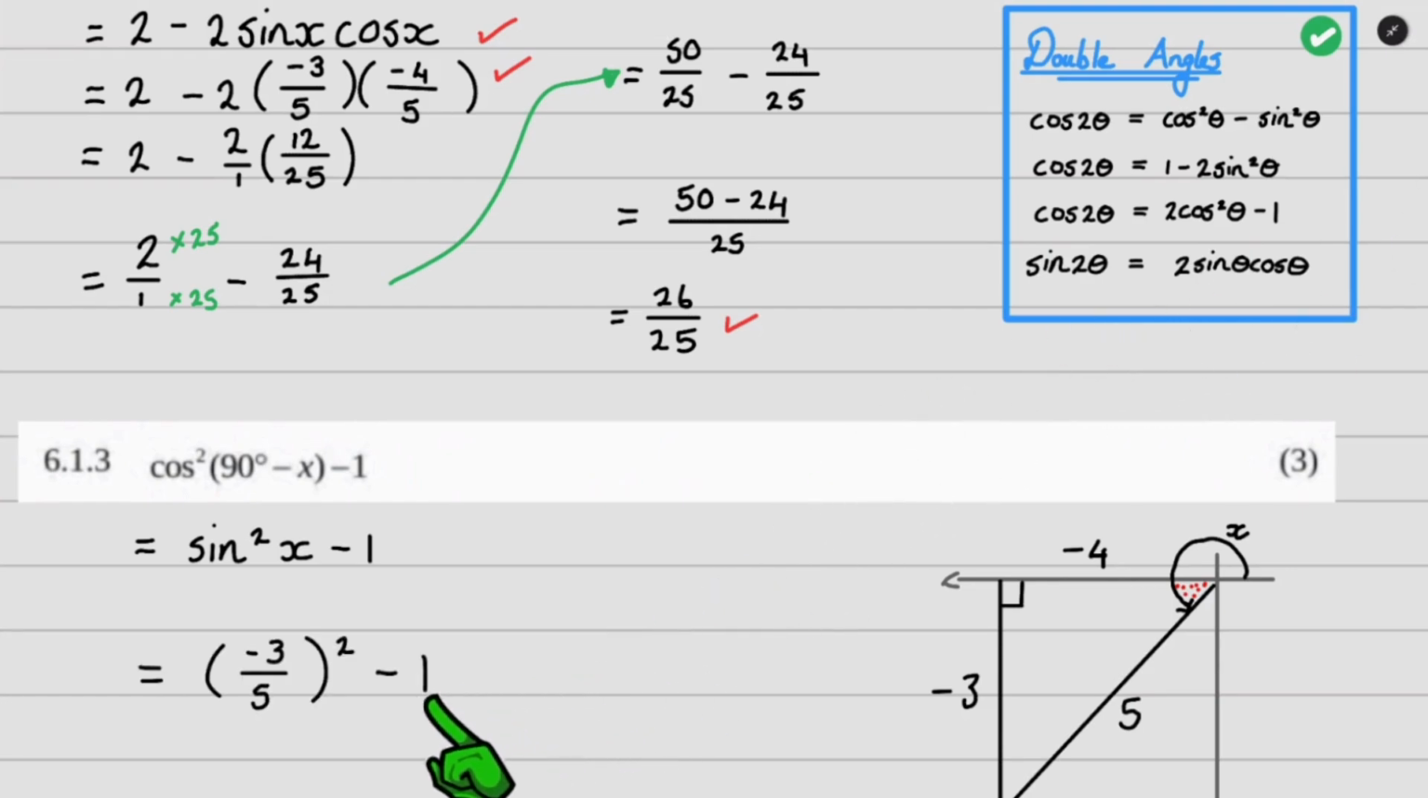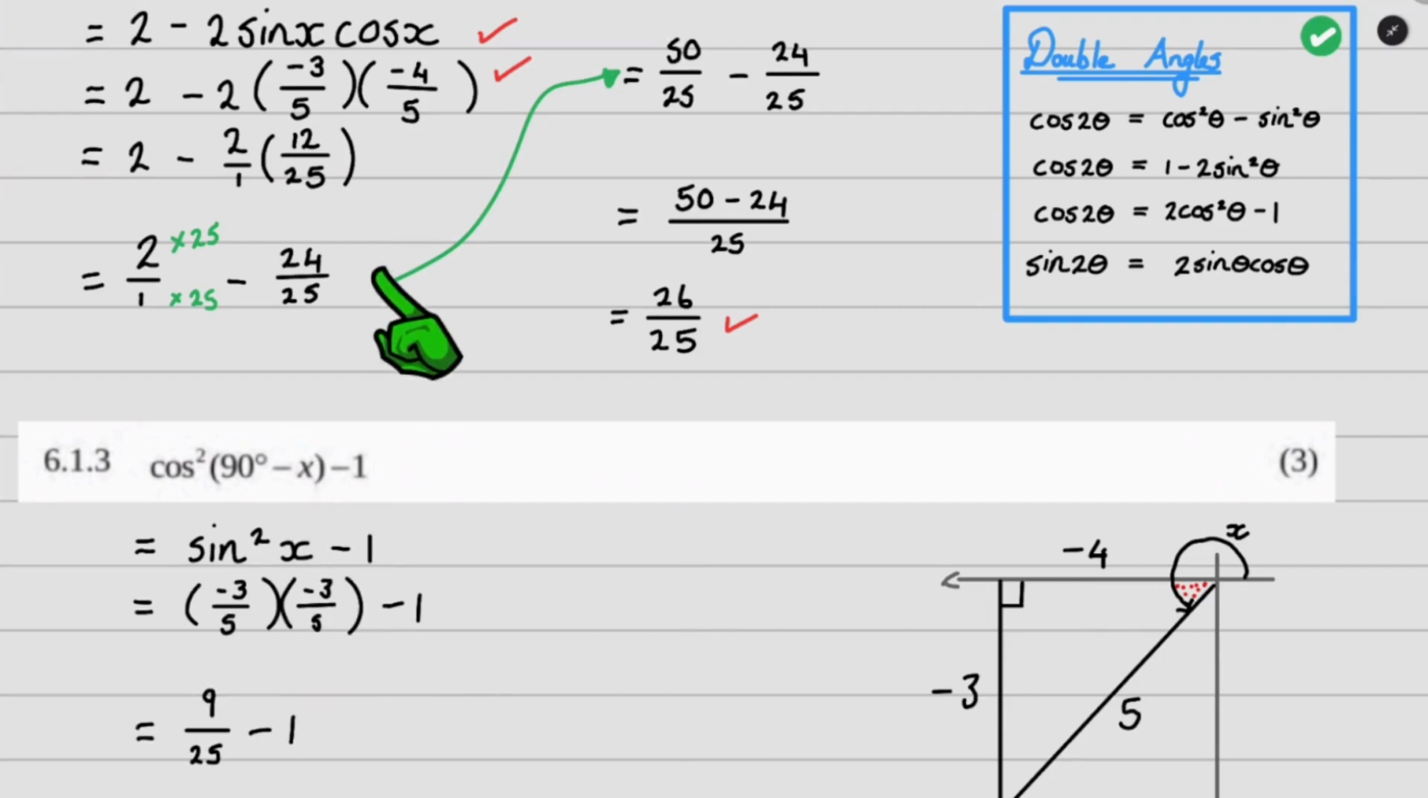And now I'm going to work this out. If I square this, what makes my life easier is to write the bracket twice. Because when you square something, you're multiplying it by itself. And then I do my usual story, top times top, bottom times bottom. So that will give me 9 over 25, and then the minus 1 just stays behind.